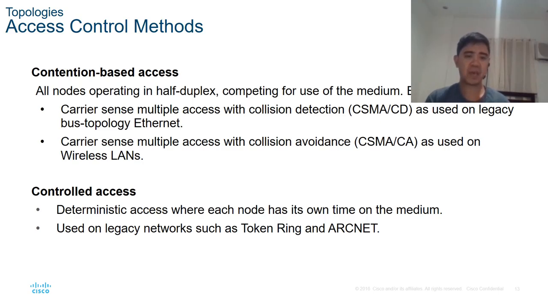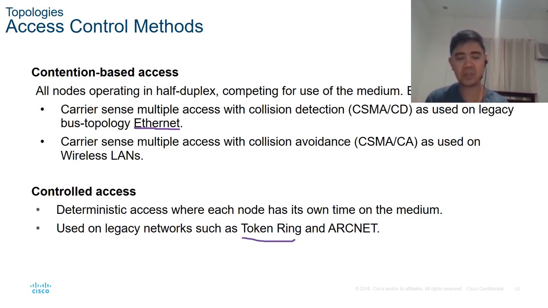We have these access control methods, and we have two: contention-based and controlled access. There are two popular LAN technologies: Ethernet and token ring. We will explore more on this. I will even show you a website example, like eBay, for you to have a clear picture of what Ethernet and token ring are.